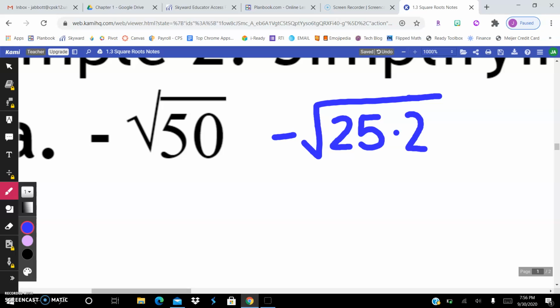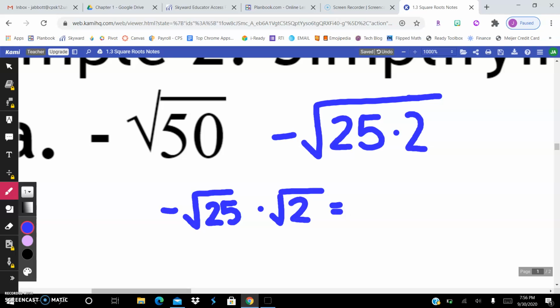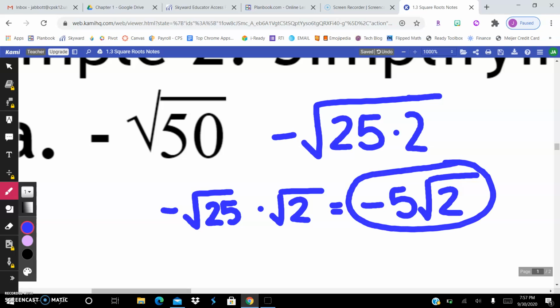So now I can break that up into two different problems. I'm going to have the negative square root of 25 times the square root of 2. The square root of 25 is actually 5, but we can't leave that negative sign. We have to remember to bring that over. And the square root of 25 is 5. And then the square root of 2 is not a perfect square. We cannot simplify it. So we write square root of 2, and that's our final answer.